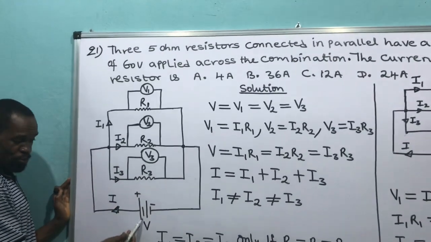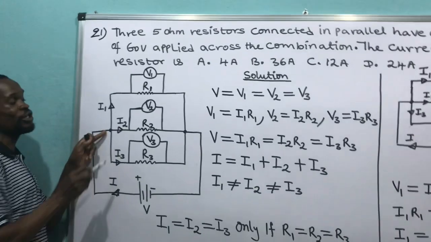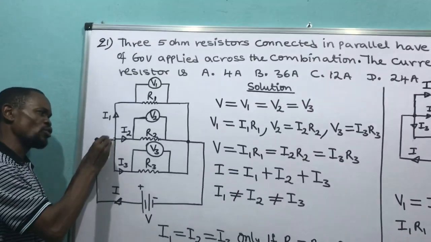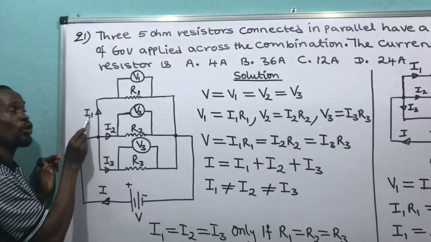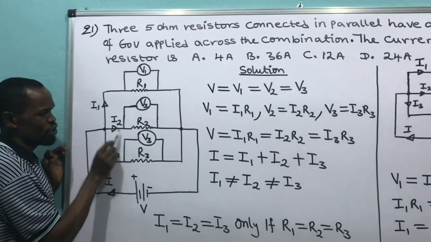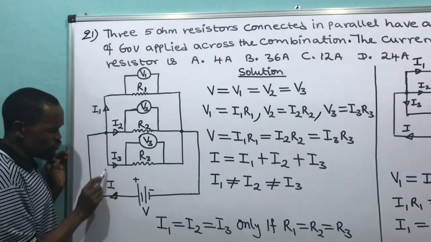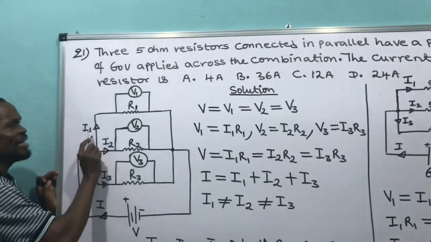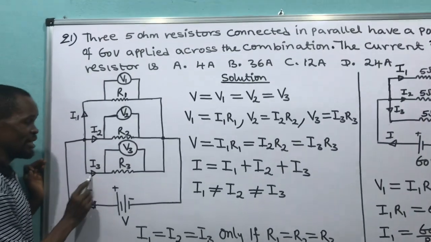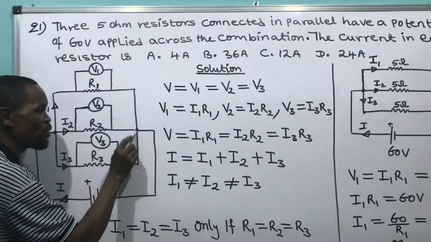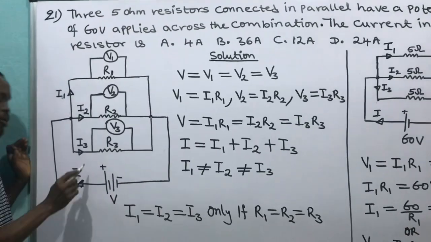This is the current produced by this battery. It's entering into the circuit. Getting to this point, some of the current will flow this way, which I call current 1. Some will flow through this way, I call it current 2. And some will flow like this, call it current 3. And this current will come back here and come back to the battery. They flow and come back to the battery.